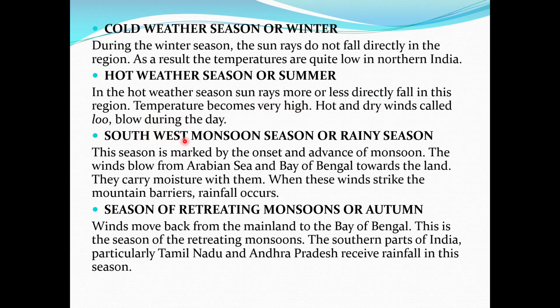And next is the southwest monsoon season, that is the rainy season, when the winds come from the southern side of the Arabian Sea. These are moisture-laden winds coming towards the north. When these winds strike our mountains in the north, the Himalayas, then our northern part gets rainfall. In this region, the southwestern monsoon winds give us the rainfall.